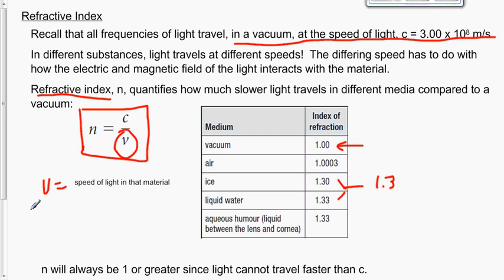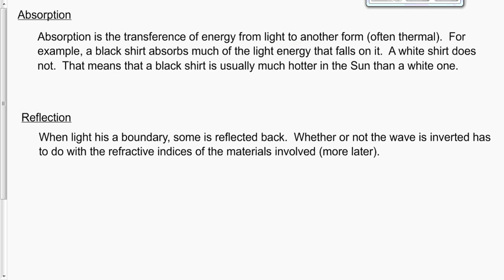Okay, so that is how we can bring speed into this. So let's now go back and say, why do we care? Because speed is going to determine part of what happens when light hits something. So let's go back now and visit our 3 cases. We'll start with the 2 maybe less exciting ones. Probably the least exciting is absorption.